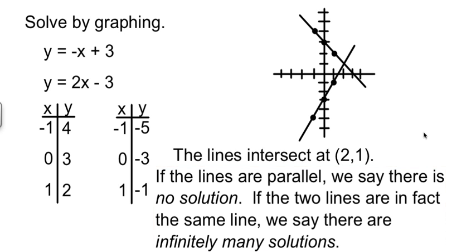Now sometimes when you graph these, you get parallel lines. In that case, you would report no solution. If the two lines are the same line, they graph right on top of each other, then what we would say is infinitely many solutions. So that's the graphing method, probably the most straightforward of the methods.